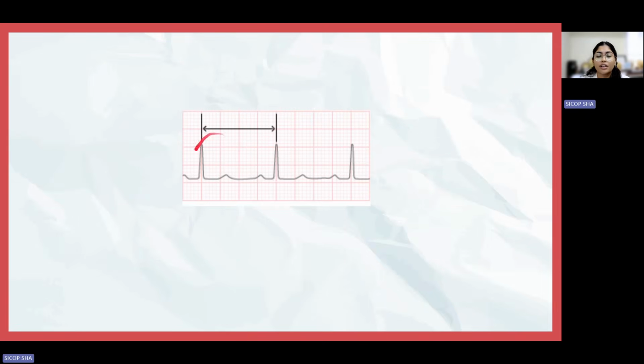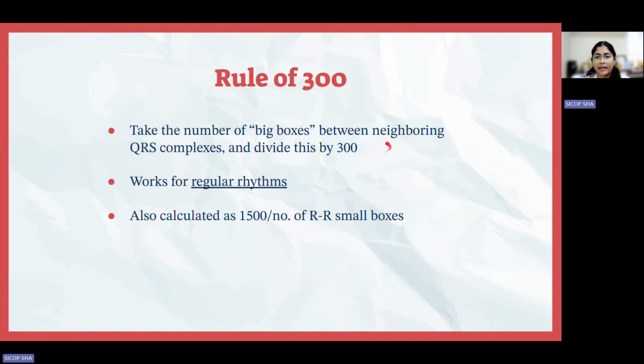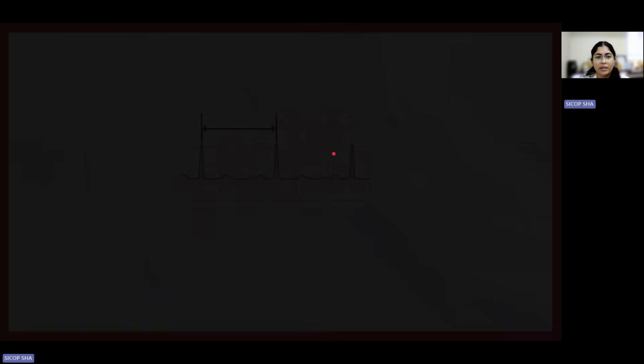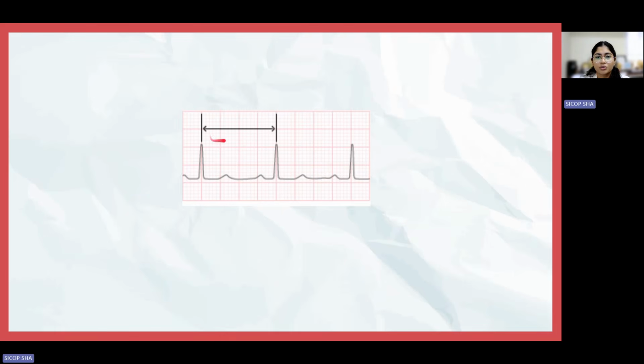Okay. So here we are going to use the rule of 300, where we divide 300 by the number of big boxes. Here we have 1, 2, 3, and 4 big boxes. So your heart rate is going to be 300 divided by 4, which is 75 beats per minute.